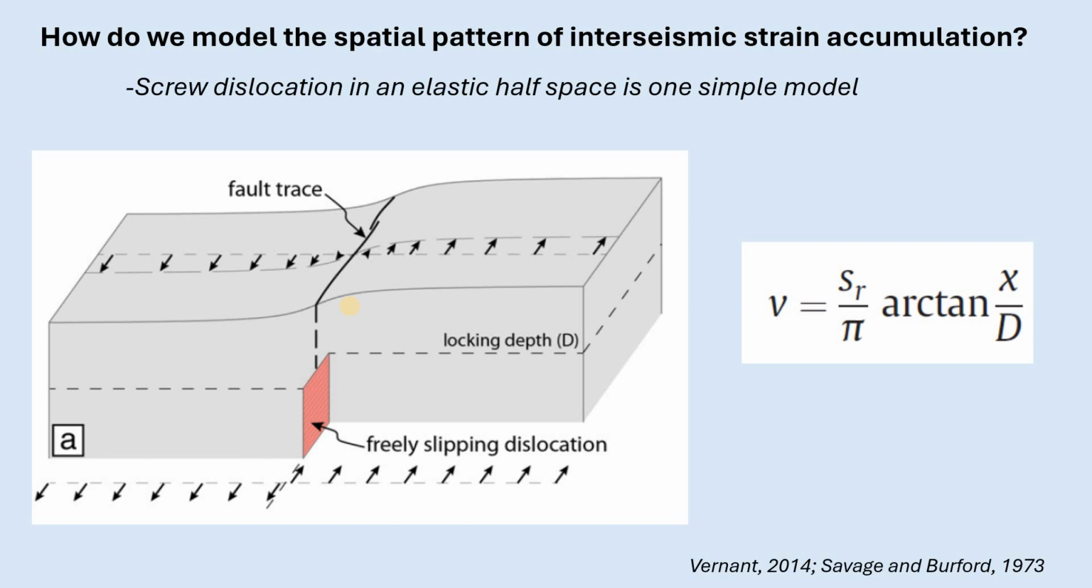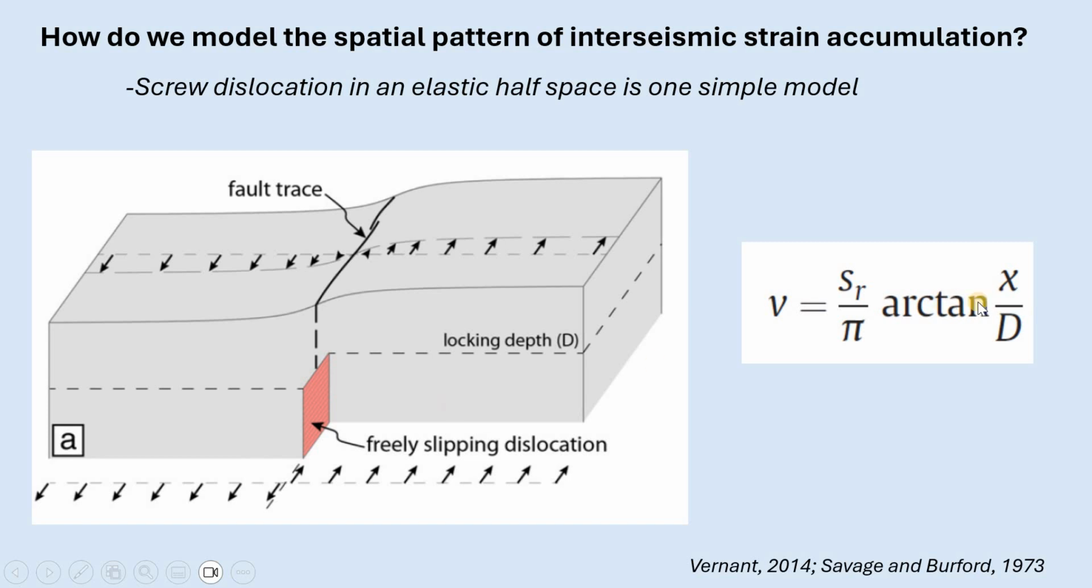Screw dislocation is an idea that's really borrowed from material science or crystallography. And that essentially just means that you have a dislocation that is moving along a plane, layer by layer. So you can just think of a slow and steady break in the material that's essentially keeping pace with the plate rate here.